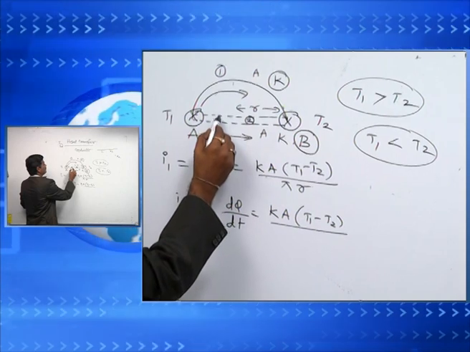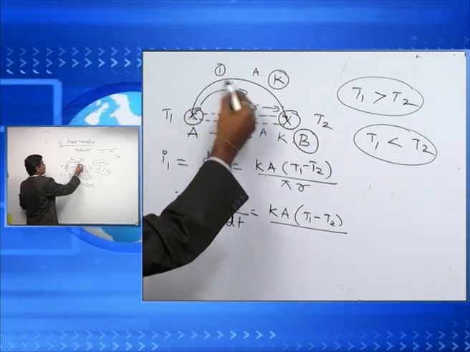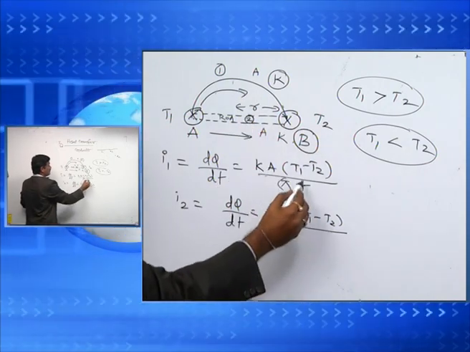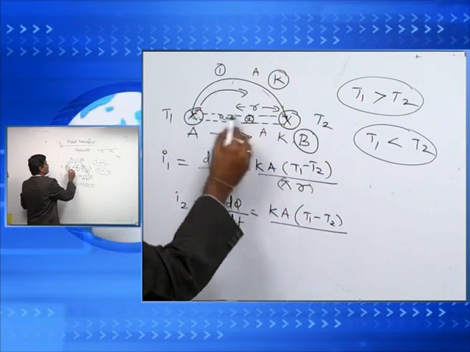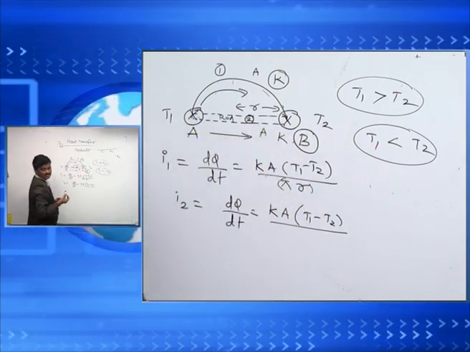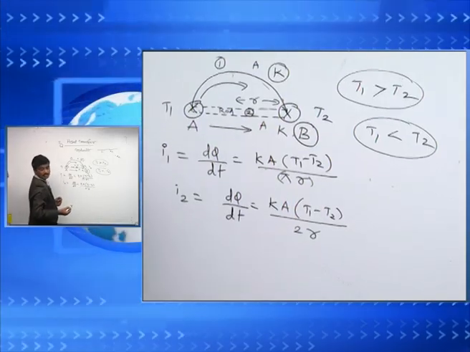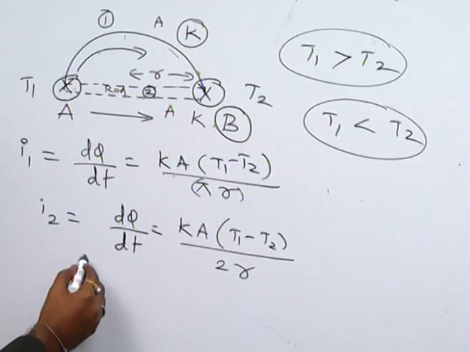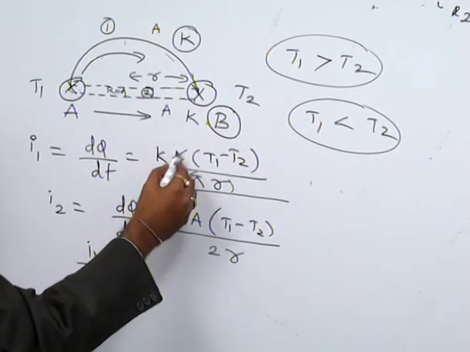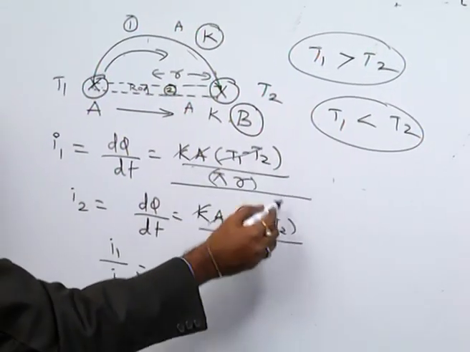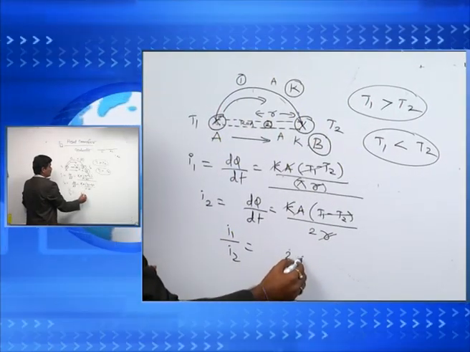This metal rod is connected with A and B. This semicircular rod is connected to T1 and T2, but the length is different. For the semicircular rod it will be pi r. For the straight rod, it forms the diameter, which is directly given in the question, so here we are taking 2r. He is asking for the ratio of heat flow, I1 by I2. Simply, if you take this, KA gets cancelled, T1 minus T2 cancels, r cancels. So you get 2 is to pi.